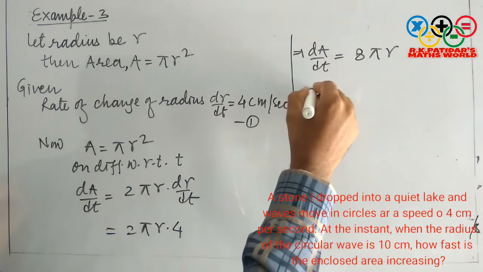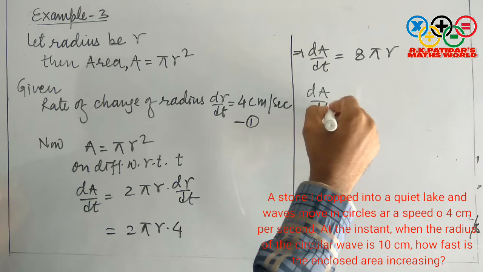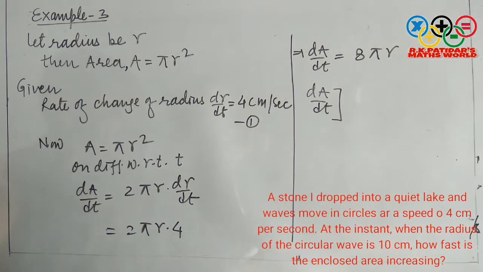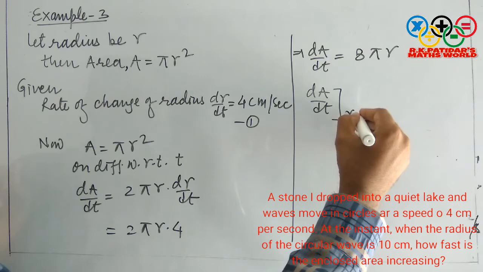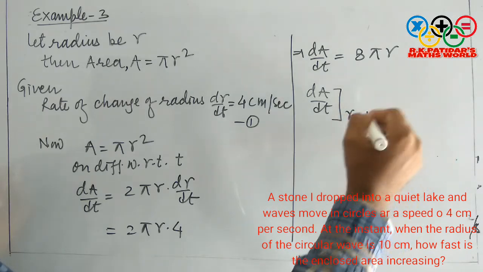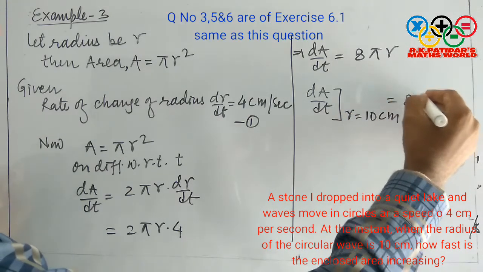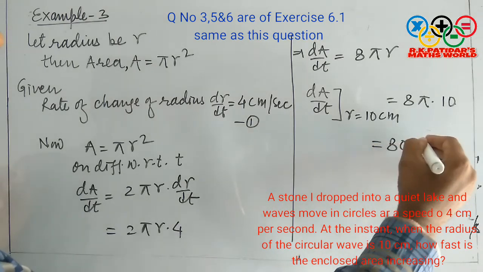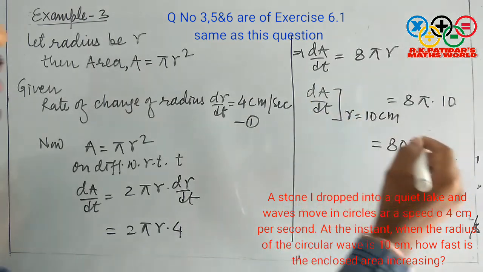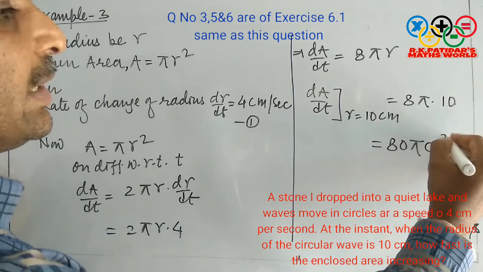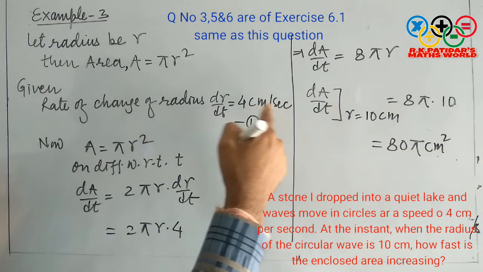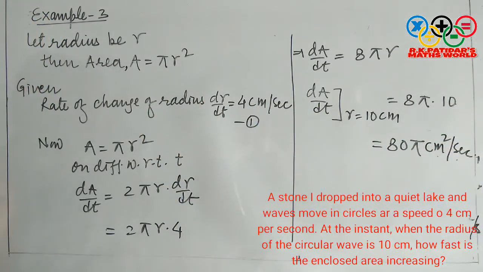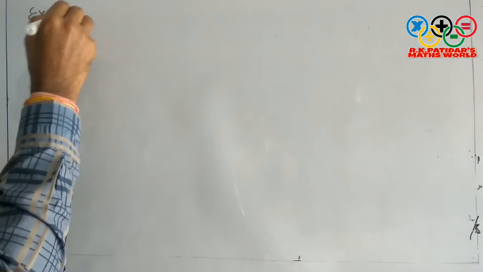Now we have to find out dA upon dt when the radius is 10 centimeter, means r is equal to 10 centimeter. So it is 8 pi into 10, 8 tens are 80 pi. So it is area with respect to time. Area means centimeter square and time is second. So this will be 80 pi centimeter square per second.